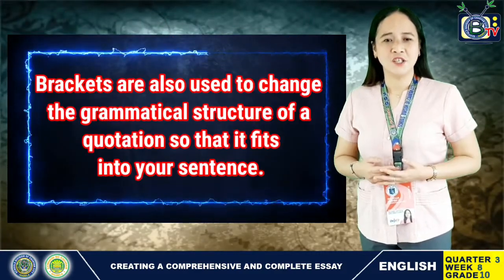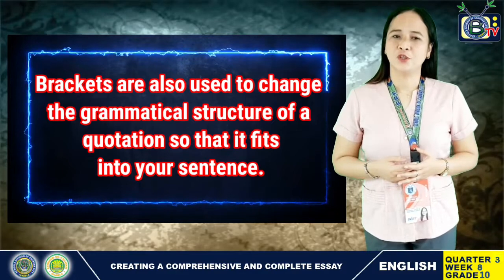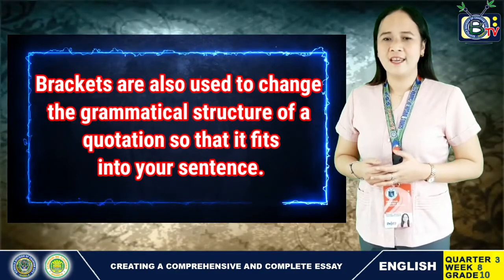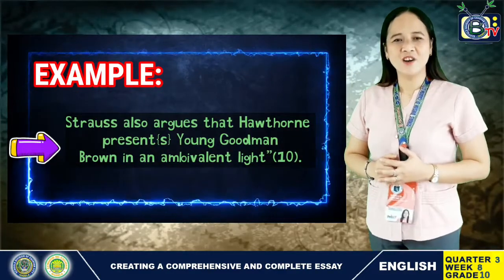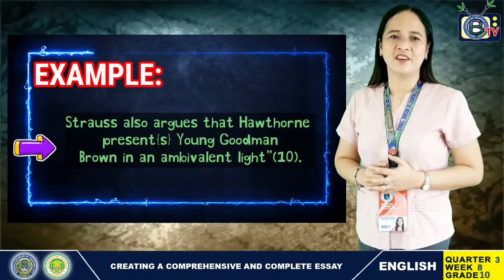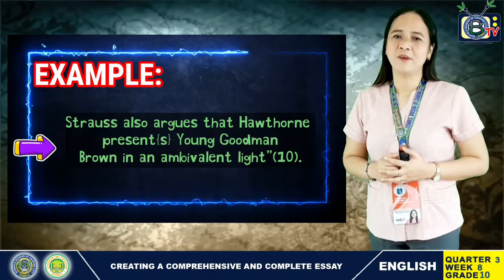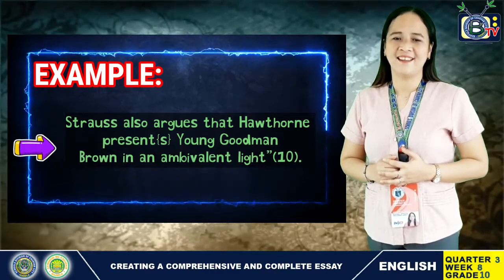Brackets are also used to change the grammatical structure of a quotation so that it fits into your sentence. Example: Strauss also argues that Hawthorne presents young Goodman Brown in an ambivalent light.